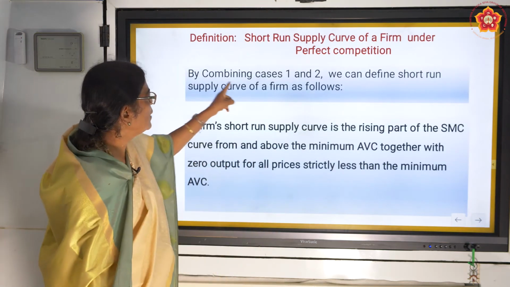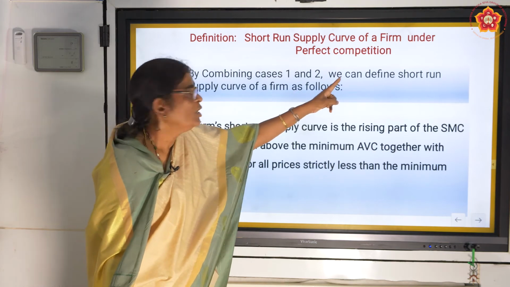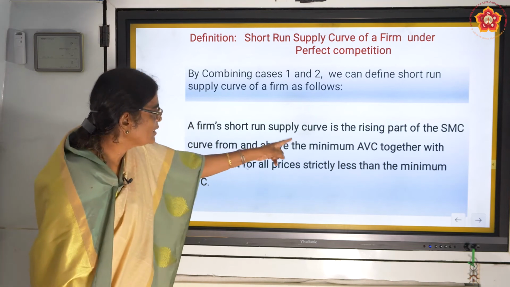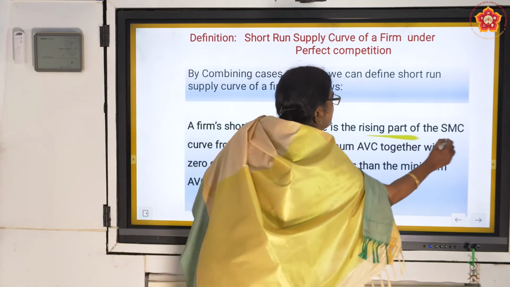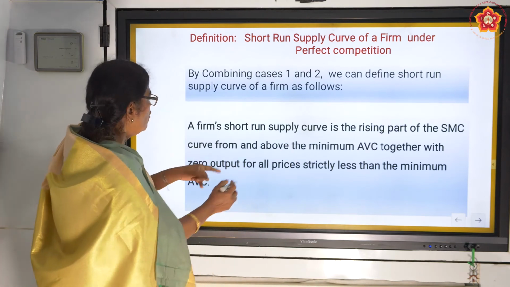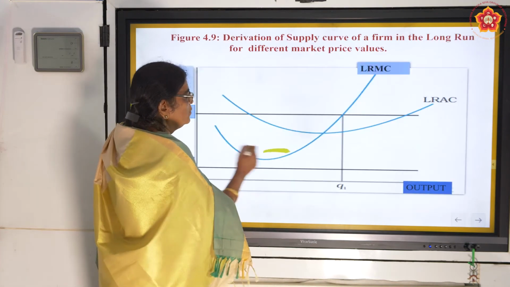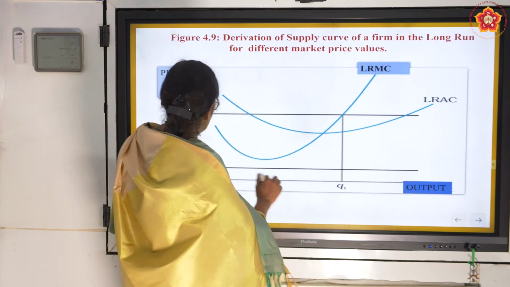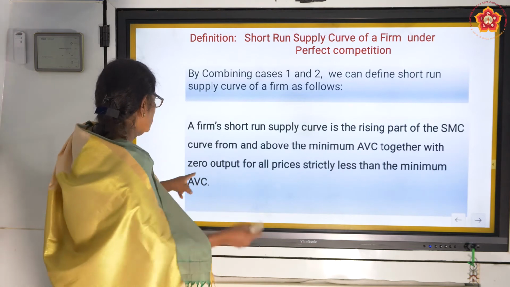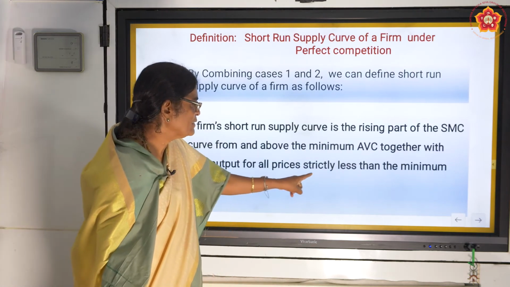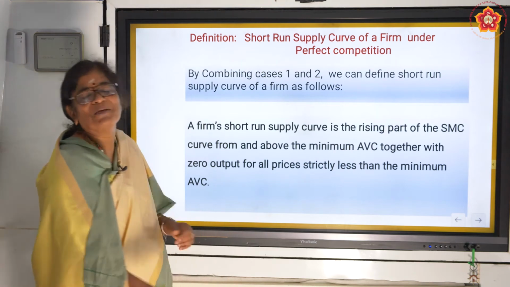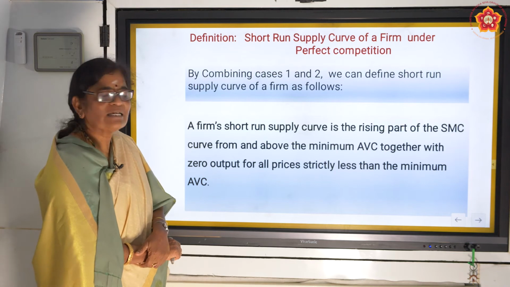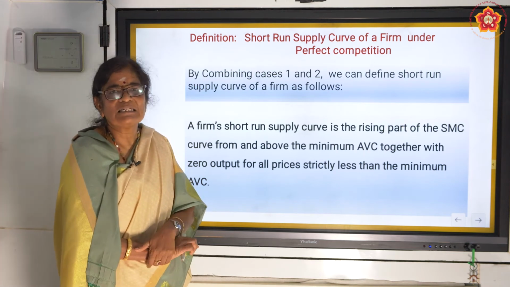This is the definition. By combining cases 1 and 2, we define the short-term supply curve of a firm as follows. A firm's short-term supply curve is the rising part, this is very important, the rising part of the SMC curve from and above the minimum AVC, together with the zero output for all prices strictly less than the minimum AVC. I hope you understood this question very clearly. This question is always asked in the final examination. It is a 6 marks question.